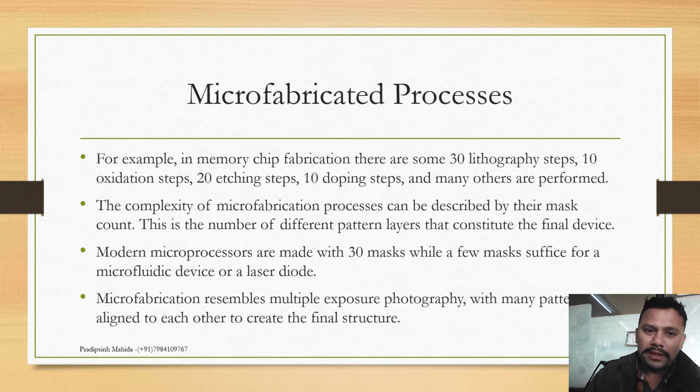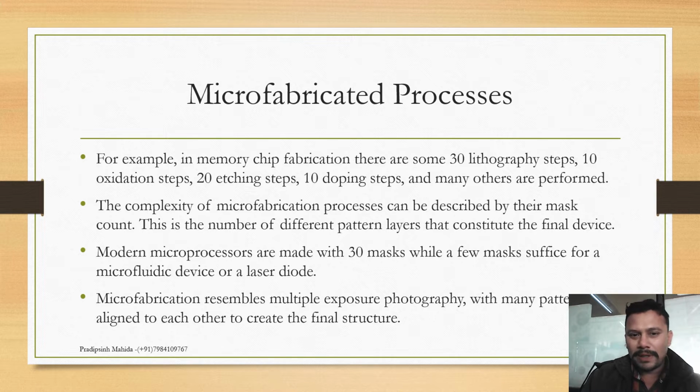For example, in memory chip fabrication, there are some 30 lithography steps, 10 oxidation steps, 20 etching steps, 10 doping steps, and many others are performed. So you can see how complicated this process can be.